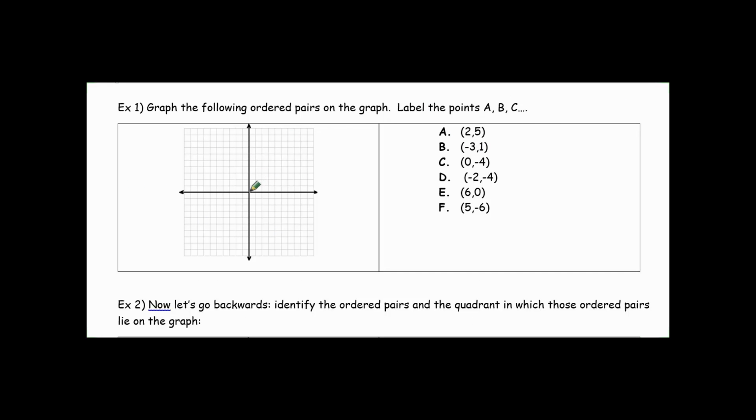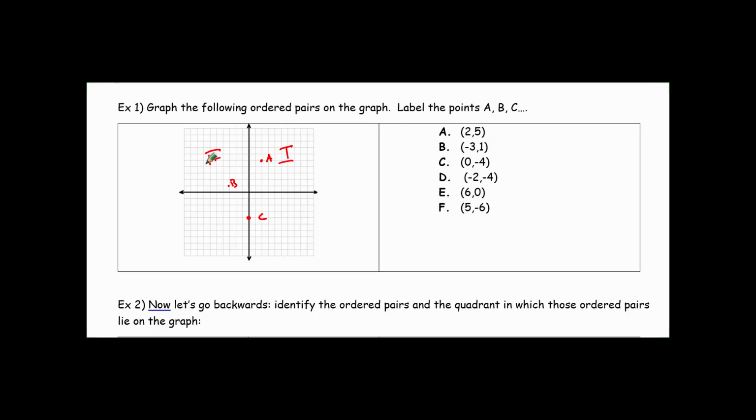Alright, so A would be 2, 5, so you go 2 in the x direction, 5 in the y, 1, 2, 3, 4, 5. There's our point, and a lot of times if we have letters, we'll label it as the letter. Alright, where is negative 3, 1? So we go left 3 on the x-axis, so x goes this way. So left 1, 2, 3, and then up 1. So there's my B. And then C would be 0, negative 4. So it goes down, left and right, nothing. Down 1, 2, 3, 4. So there's C.